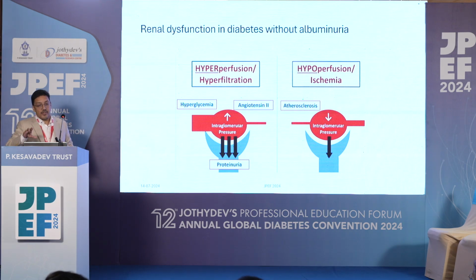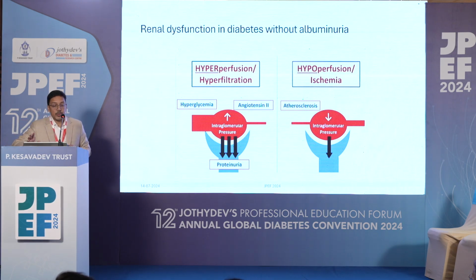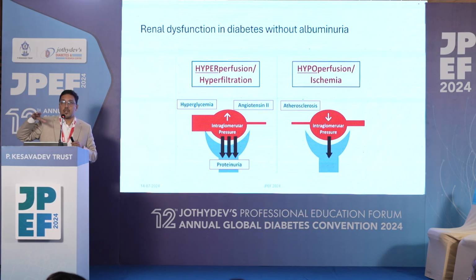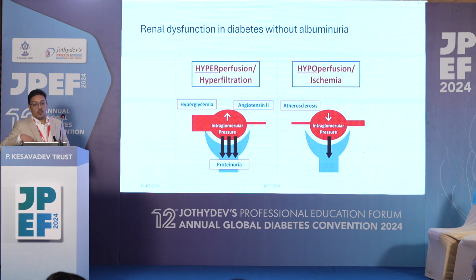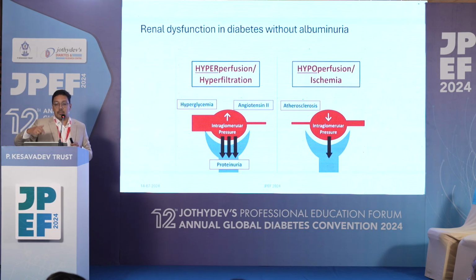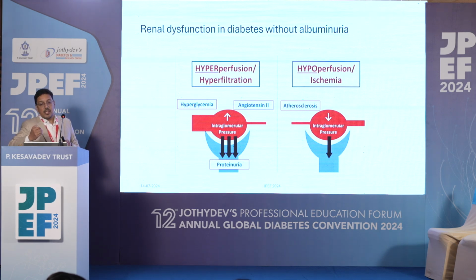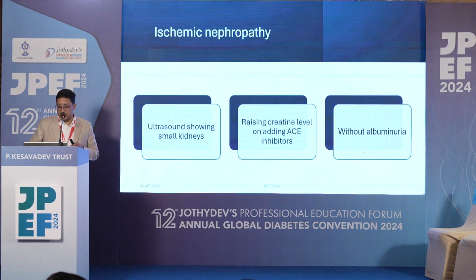What usually happens in diabetes is hyperperfusion and hyperfiltration, so an increase in intraglomerular pressure and proteinuria. That is what happens in your diabetic nephropathy. But what happens in this phenotype is predominantly ischemia and atherosclerosis. So that leads to hypoperfusion and ischemia, and then you will not get proteinuria as you expect.